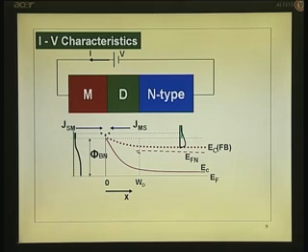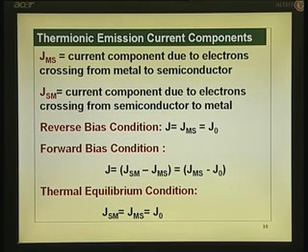So, if I want to find out this JSM, that is the current due to the electrons injected from the semiconductor to the metal, all that I have to find out is the electron concentration at the surface, multiplied by the velocity. The simple law that we usually use, not merely Ohm's law. So, this is all that I have said now. JMS is the current component due to electrons crossing from the metal to semiconductor. JSM is the current component due to electrons crossing from the semiconductor to the metal.